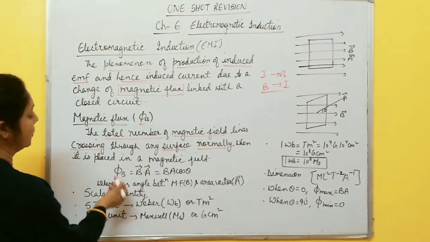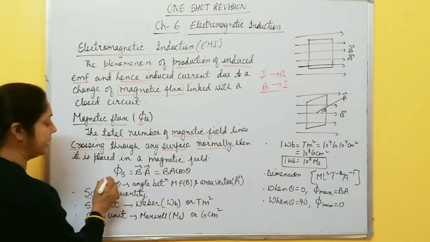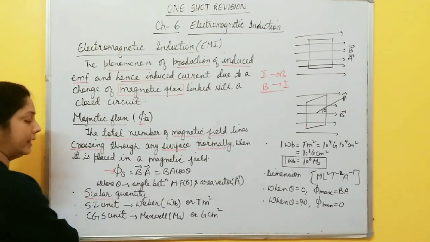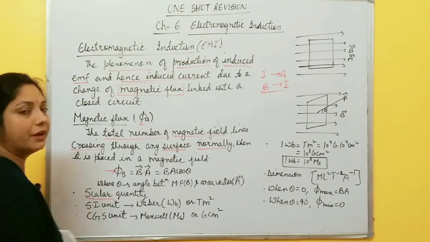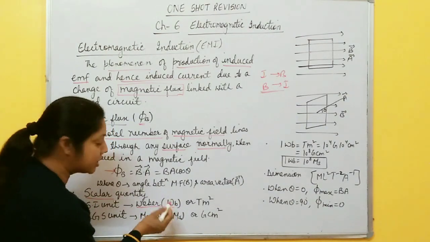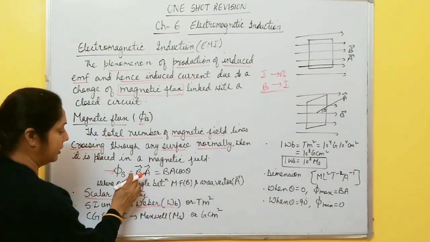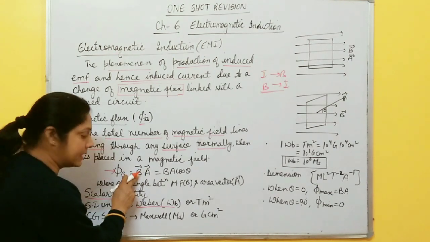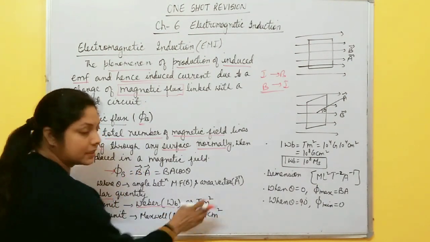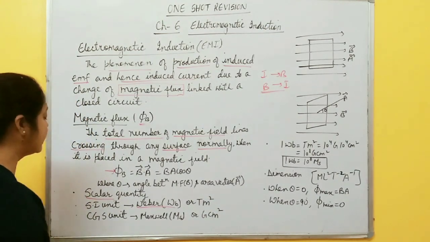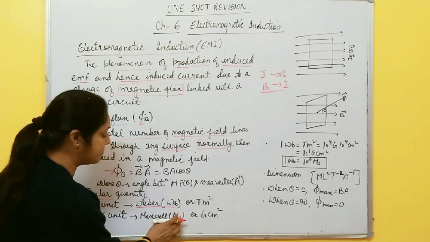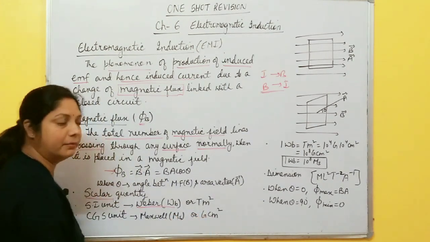It is a scalar quantity. Why is it a scalar quantity? Because it is the dot product of two vectors. Its SI unit is Weber, written as capital W, small b. The SI unit of magnetic field is Tesla and area is meter square, so Weber is also equal to Tesla meter square. In the CGS system, its unit is Maxwell, written as capital M, small x, or Gauss centimeter square.